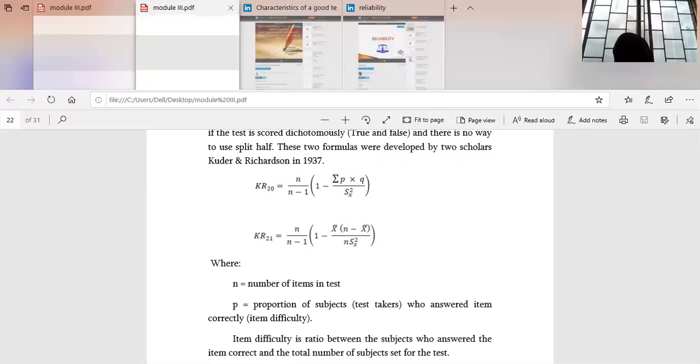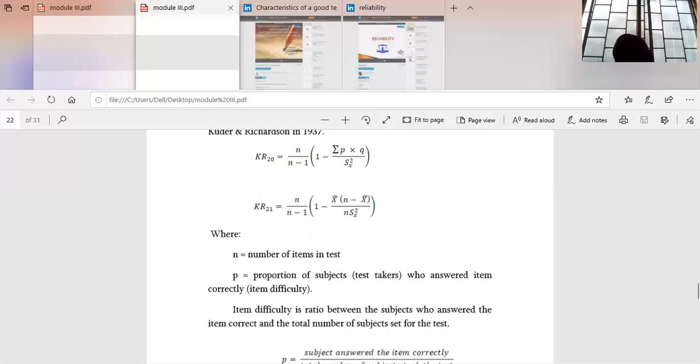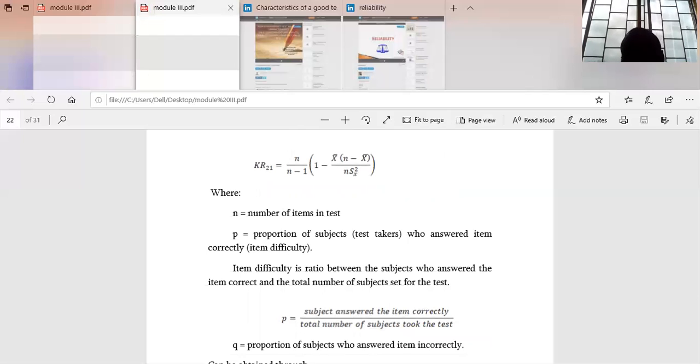To calculate KR21, you take the total number of items over the total number of items minus one, times bracket one minus the mean, in brackets, total number of items n minus mean, over n times variance. So you may see the formula as it is, but later on you are going to go step by step, having the results of students, and calculate it slowly so they can understand.